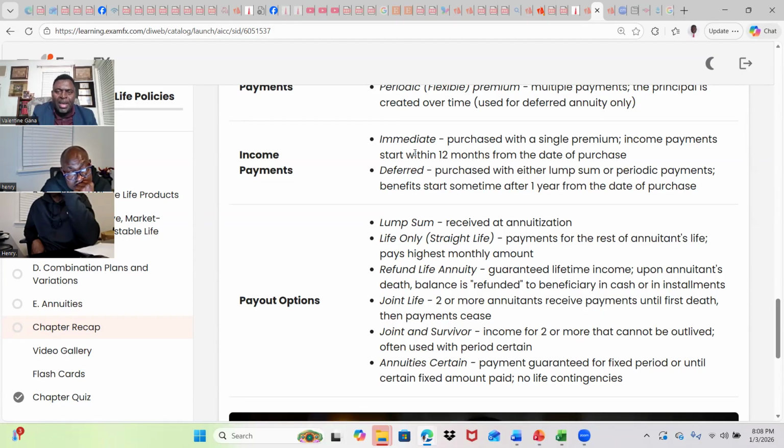That is called an immediate annuity. Within the first 12 months, within the first year, you start receiving payments. A deferred annuity is, for example, what we saw, where they would delay starting to pay you for maybe 5 or 7 years. So that is called a deferred annuity. Okay, so payout options.